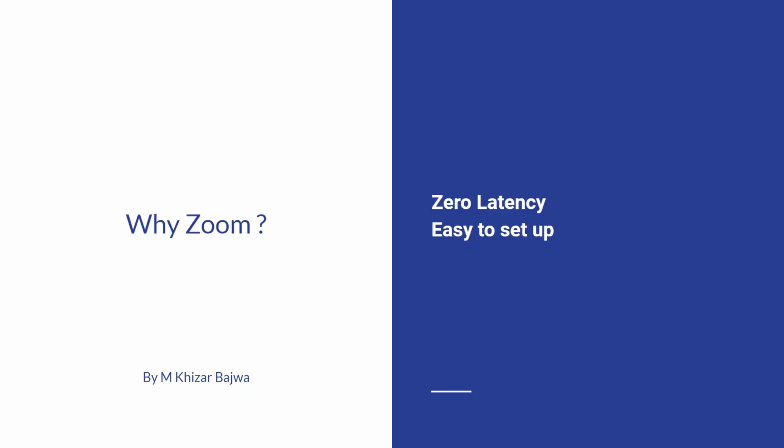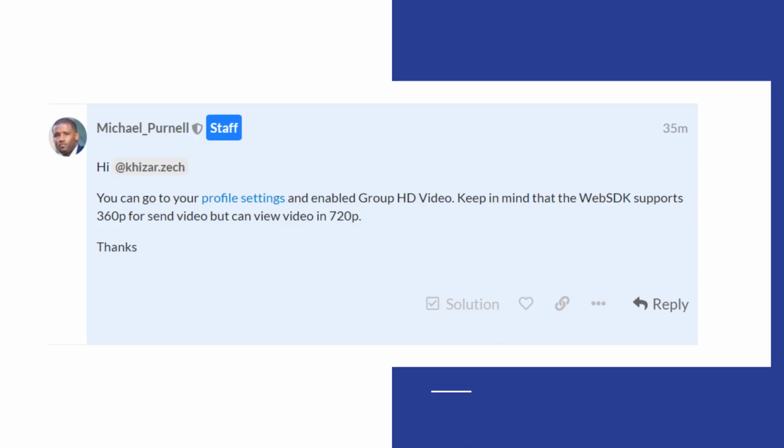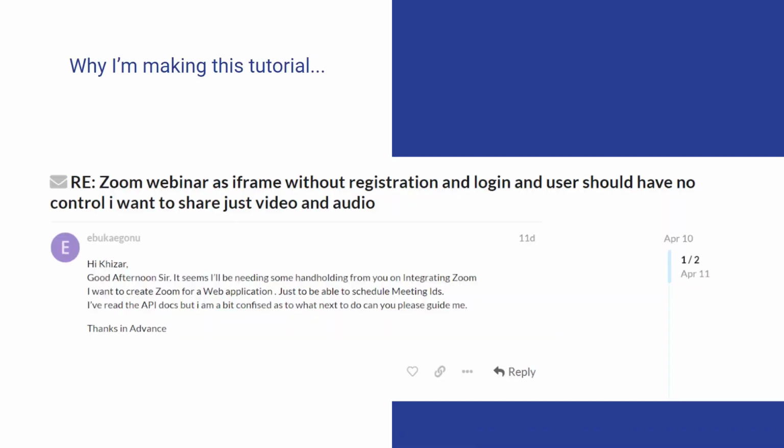So first of all, why Zoom? It basically has zero latency, and it is easy to set up. These are the points that I see as Zoom's advantages, and Zoom has some pros and cons. You can figure them out by yourself. Basically, what I see as the problem is that video quality is handled by the Zoom system. I asked them, is there a workaround? But their staff replied with this message: you can pause the screen and read it.